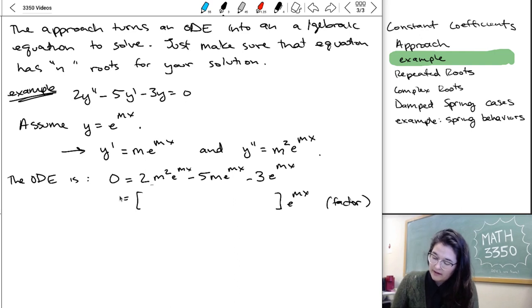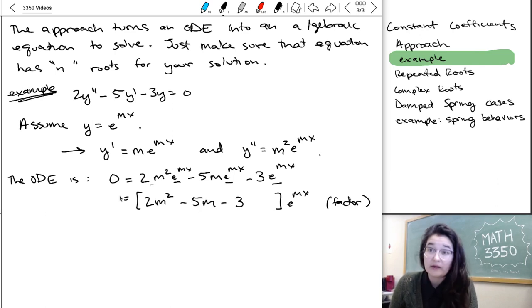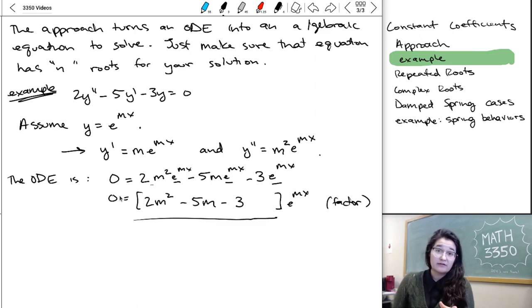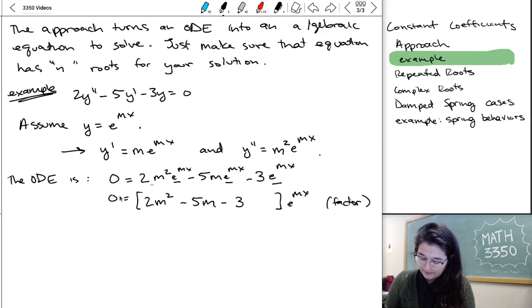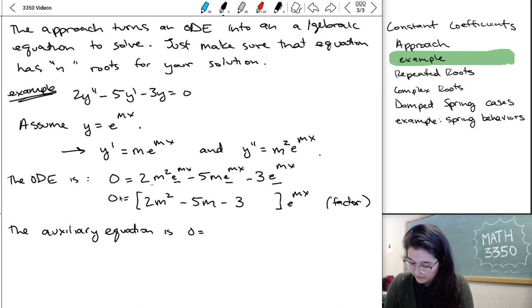So I've got e to mx in every term right here. So that's going to leave behind 2m squared minus 5m minus 3. And that's still supposed to be equal to 0. And so sort of if I divided out that e to mx, or I note that this needs to be equal to 0, so it's good enough to make that part in the middle equal 0, I end up at my auxiliary equation, which is 2m squared minus 5m minus 3 equal to 0.